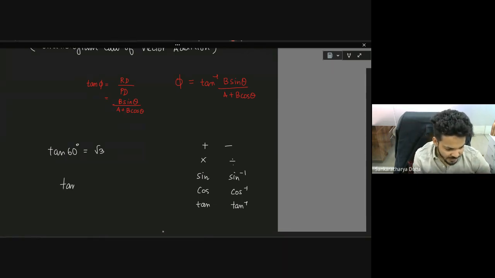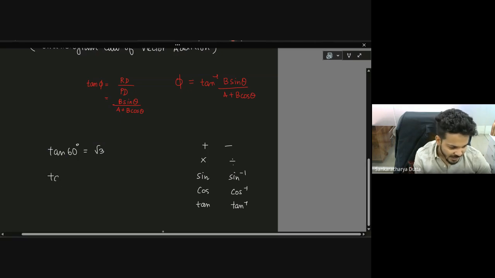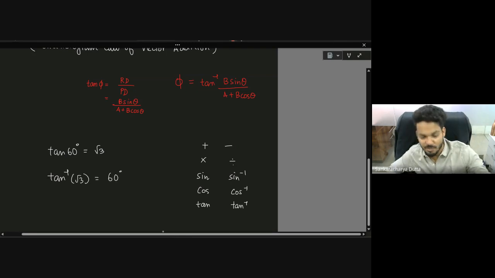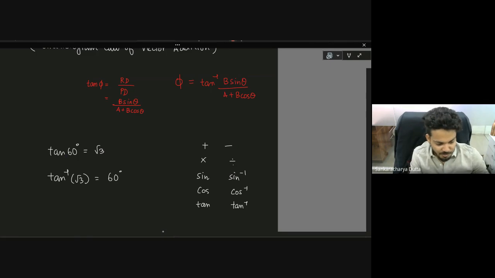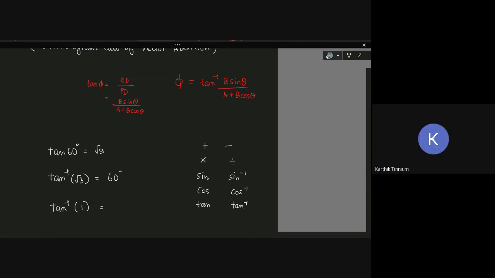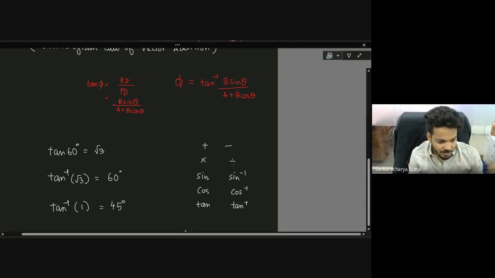So if tan theta, like here tan 60 is root 3, then tan inverse of some value, like here root 3, will give me 60. So do you understand the proposition here? If you have any number like tan inverse of 99, this will essentially give you the angle that was associated with it. Okay. So tan inverse of 1. Tell me how much is tan inverse of 1, guys? 45. 45 degrees. Okay. So that's the whole tan inverse function.